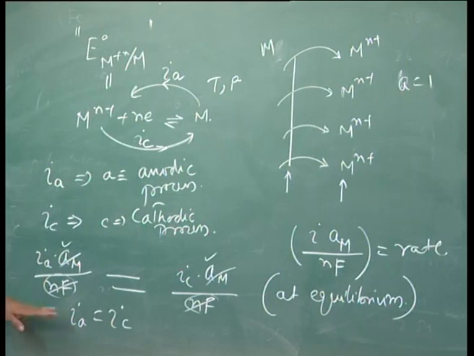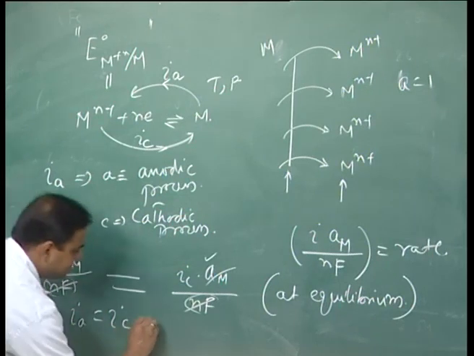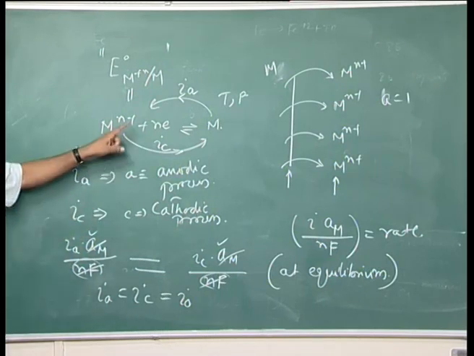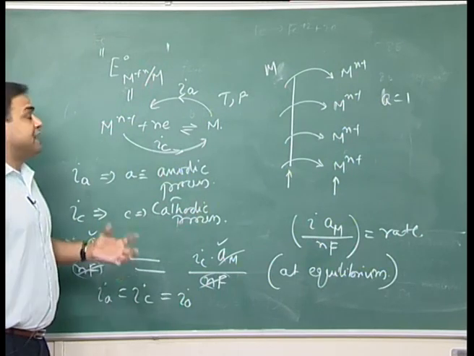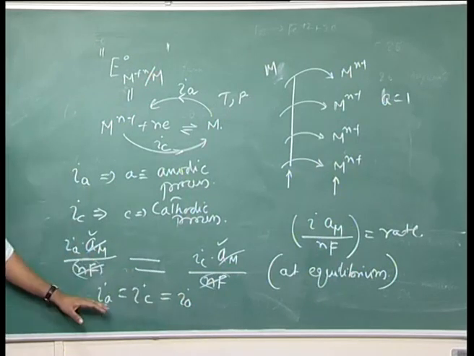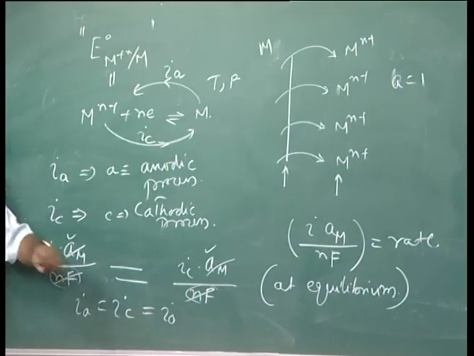Now, I can term it as I_0, provided the system is a non-corroding system under reversible conditions. At that time I term it as I_0, which is I_A equal to I_C equal to I_0, and this I_0 is considered to be the exchange current density.